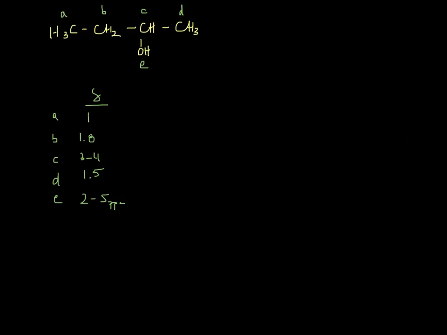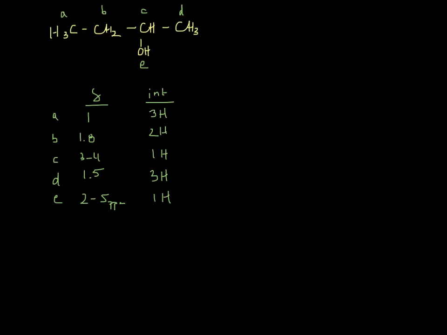Okay, moving on to our integrals. Our integrals should be the most straightforward thing to figure out. You literally just count the number of hydrogens in the environment. So in A, it's a CH3, so there's 3 H's. In B, it's a CH2, so there's 2 H's. C is a CH, so there's 1 H. D, it's a CH3, 3 H's. And lastly, in E, you have 1 H all by itself.